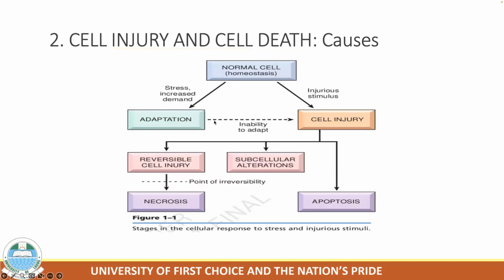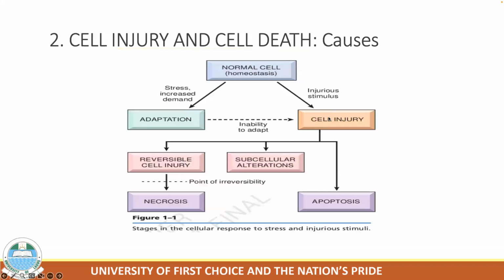And when that happens, if you remove the stimulus, then it goes back to the normal cell. But if you don't remove that stimulus, it goes on to become injured. Or if the stimulus that acts on that normal cell is inherently injurious, for example radiation, a cell exposed to radiation becomes injured directly. The cells can't even adapt to that, right? The cells become injured immediately.